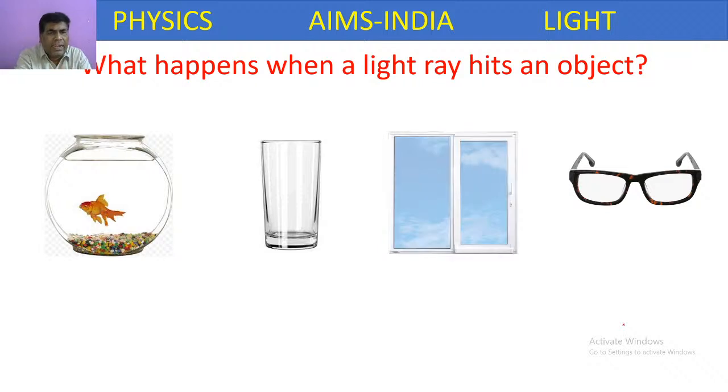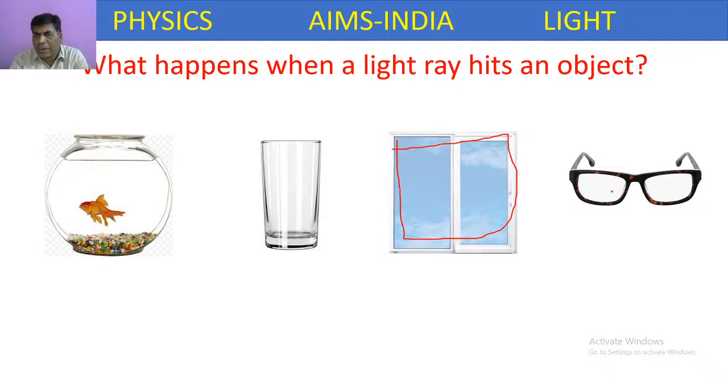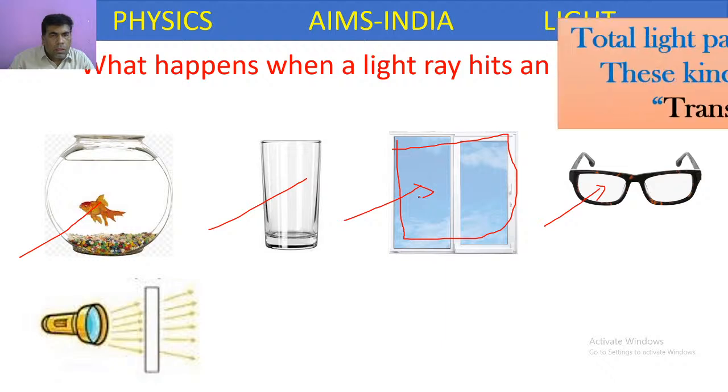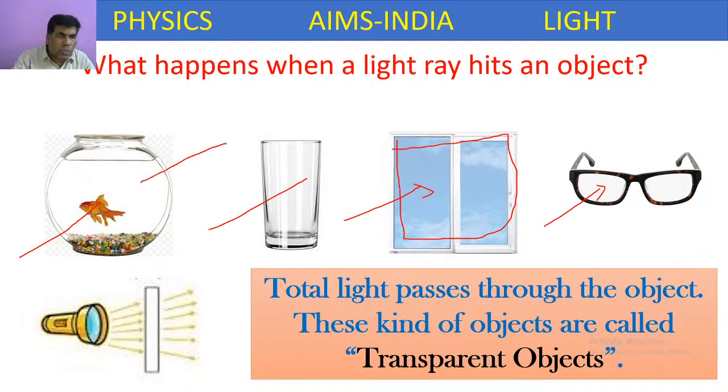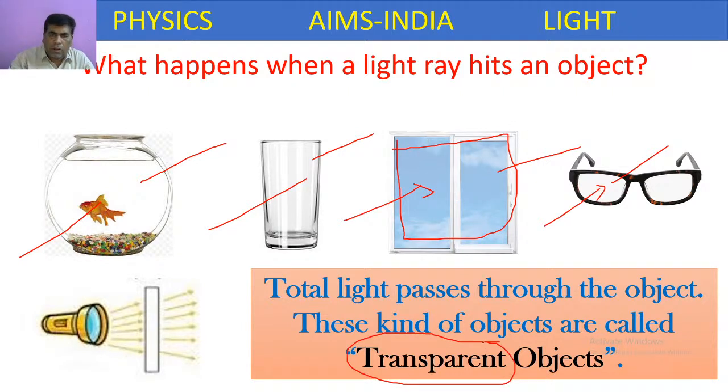The same situation applies with glass. In a window pane also, suppose we are inside the room, then outside the room, through the window, we are able to see the clear sky. Through spectacles also we can observe different persons or different objects. So if a light ray hits any one of these objects, then what happens? Total light passes through the object to the other side. So these kinds of objects are called transparent objects.